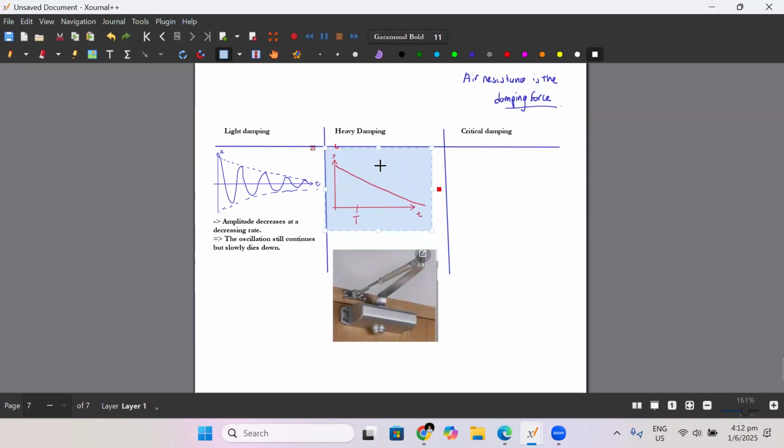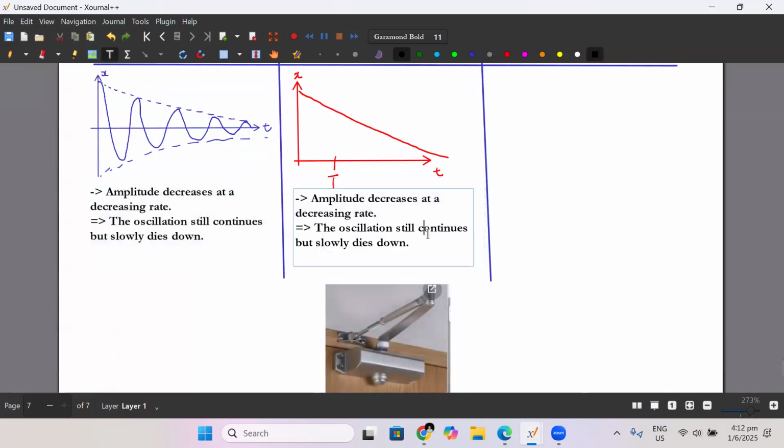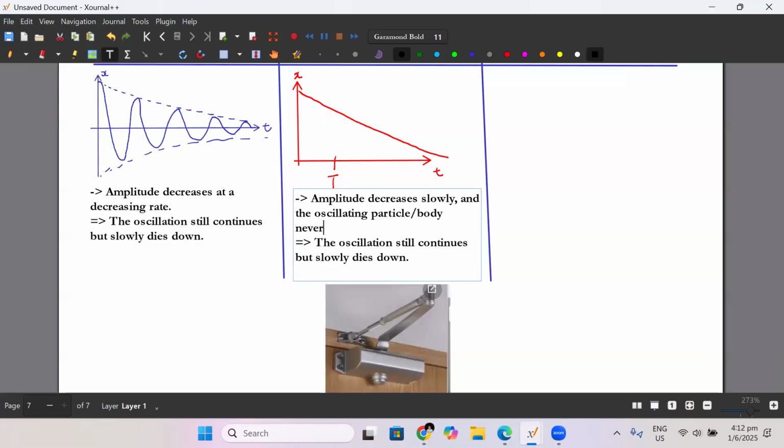Let me just neaten this up. And so I can write this here. The amplitude decreases slowly, and the oscillating body never crosses the equilibrium position. So the oscillation dies down over time, and it takes a really long time to finish.